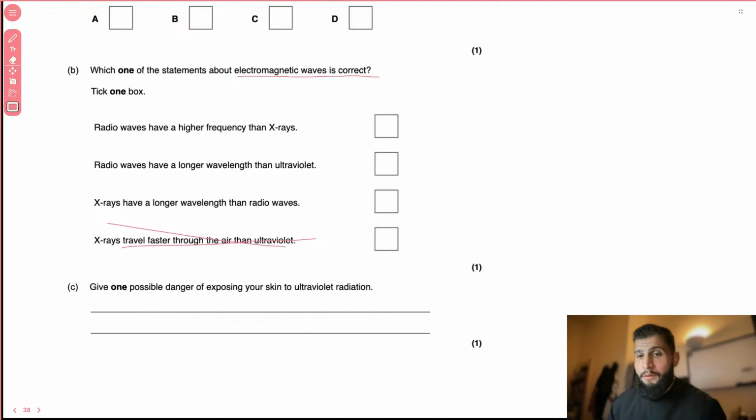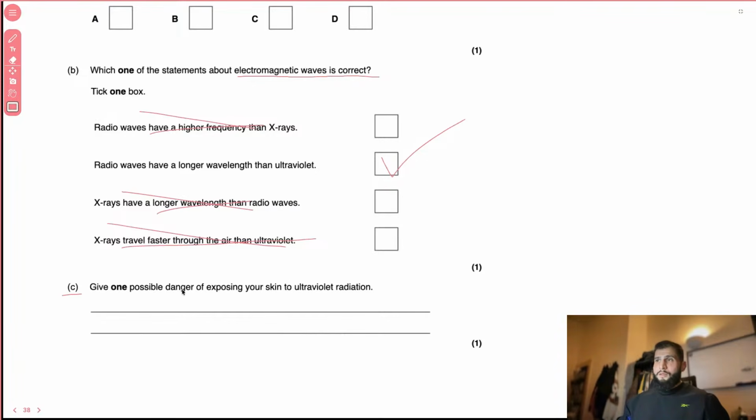Yeah, some really good answers here. Do radio waves have a higher frequency than X-rays? No, this is not true. X-rays have higher frequency. Radio waves are far, far on the left. X-rays have longer wavelength than radio waves. Is this true? No, they have shorter wavelengths. So that leaves the second one. Very good, excellent. Okay, so let's focus on C.